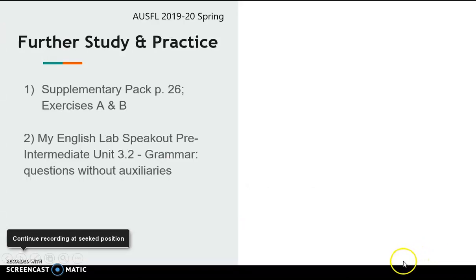This is the end of the lesson. For further study and practice, you can use your supplementary packs, page 26, exercises A and B, and My English Lab Speak Out Pre-Intermediate Unit 3.2 Grammar section.